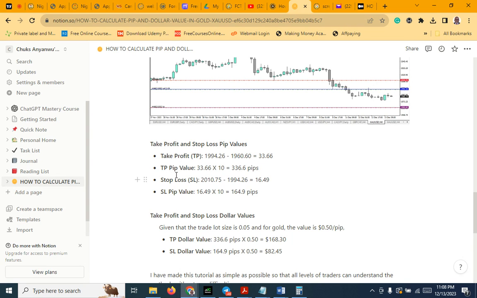Now, the take profit pip value is this value times 10. That gives you 336.6 pips, okay? Now, what about your stop loss? In this case, your stop loss is going to be above your entry. So what that means, you're going to subtract your entry price from your stop loss, okay? And that will give you 16.49, okay? Now, the stop loss pip value will be 16.49 times 10. That gives you 164.9 pips.